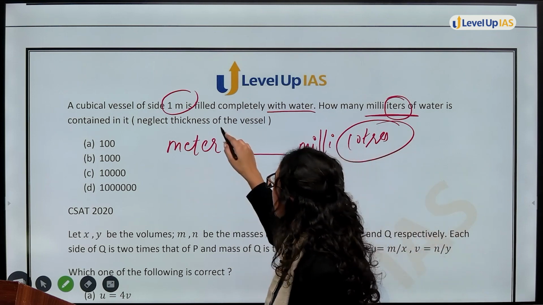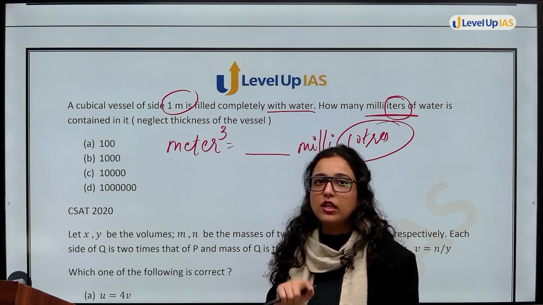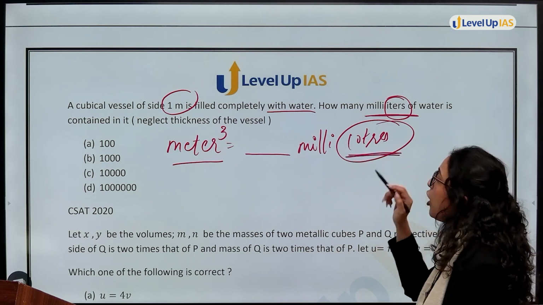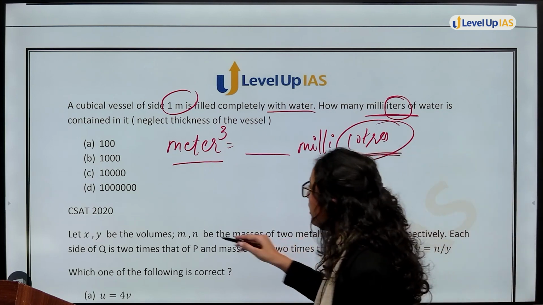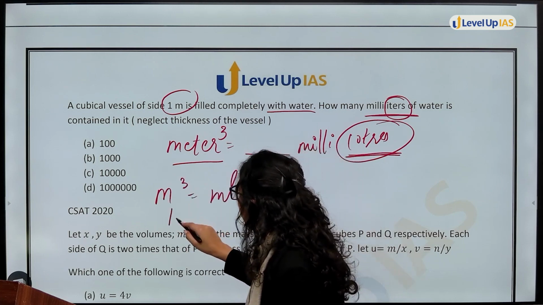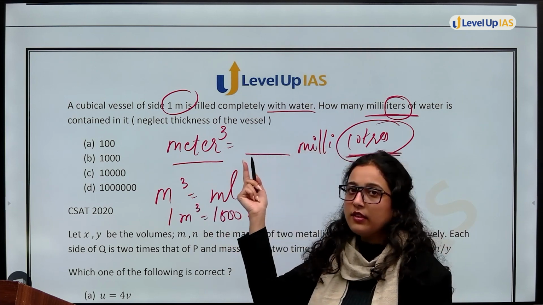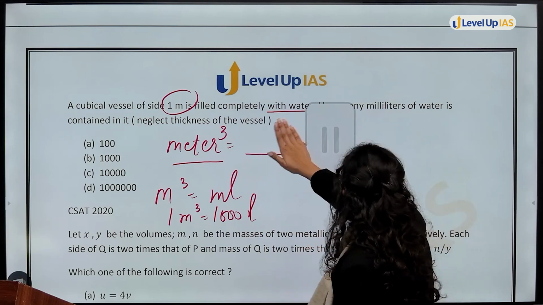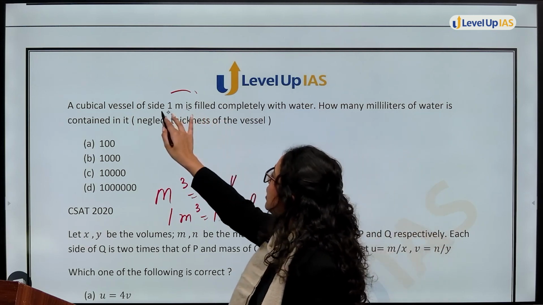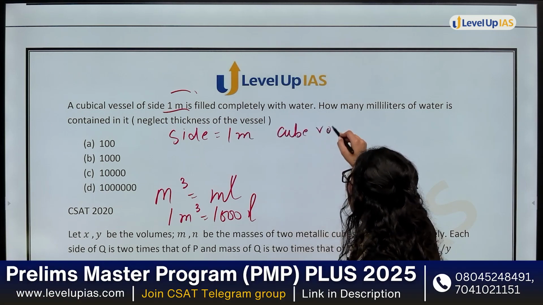When side is in meter, volume is in meter cube. Obviously volume is in cube because you will multiply meter three times, meter into meter into meter, right? So volume is in meter cube. The question asks how many milliliters? That means again we have to convert meter cube into milliliters. We know what? 1 meter cube is equal to 1000 liters. We have just done this. Okay? So we will use that approach only. Now let's look at the question. First of all, cubical vessel of side 1 meter. Side is 1 meter. What is the volume of a cube?